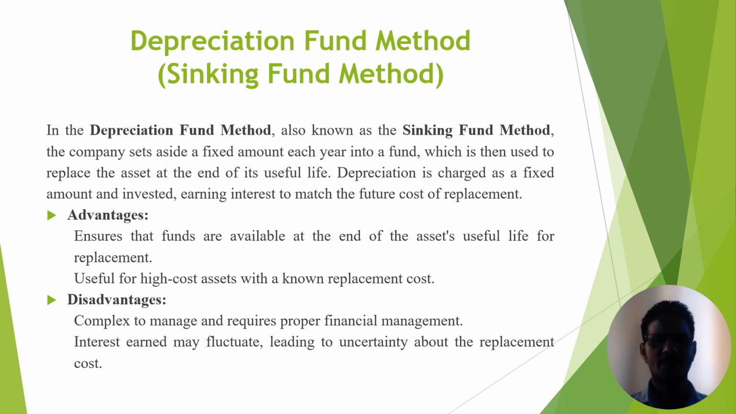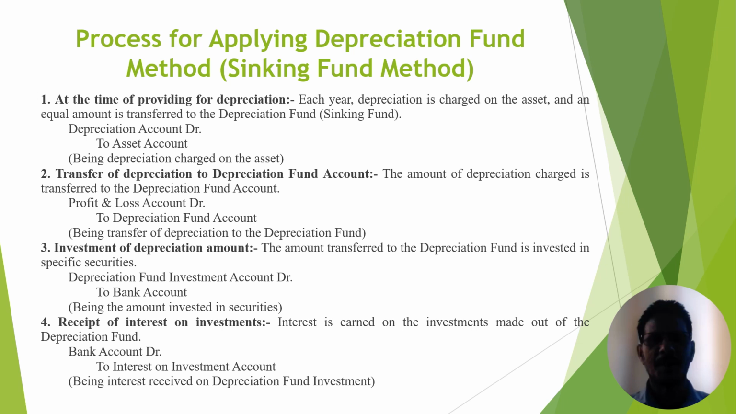The second disadvantage: interest earned may fluctuate, leading to uncertainty about the replacement cost. On this investment in future we will receive interest. This interest is uncertain, maybe it fluctuates, maybe high, maybe low. So this is also one disadvantage for replacement of cost. Now after that, this is the process for applying the depreciation fund method.